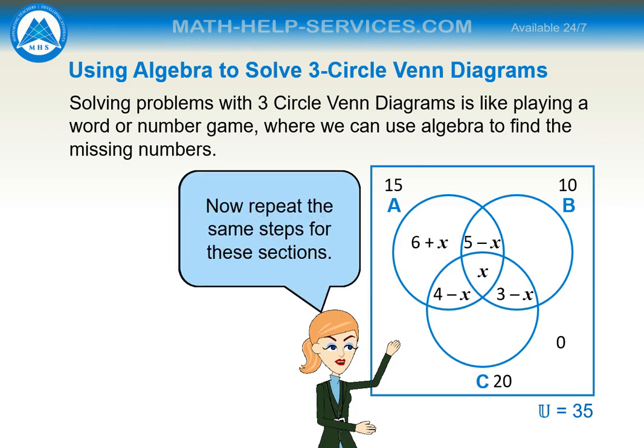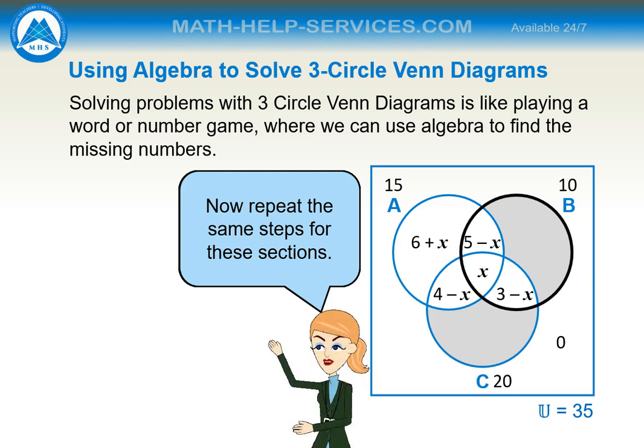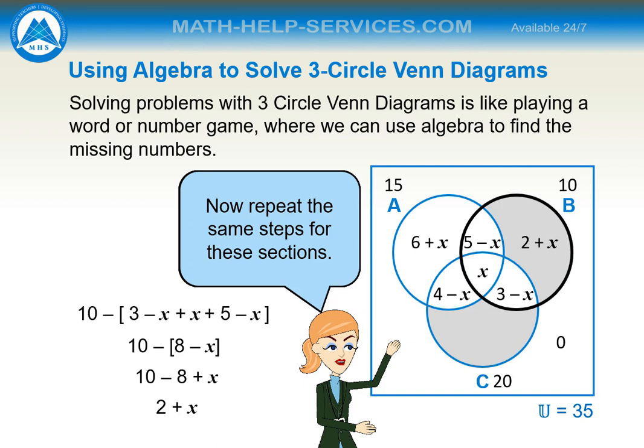Now repeat the same steps for these sections. Looking here, we have 10 minus the overlapping sections. That would be 3 minus x plus 5 minus x. Combining like terms inside the brackets, distributing the minus sign. Combining like terms again, we get 2 plus x for this section here.